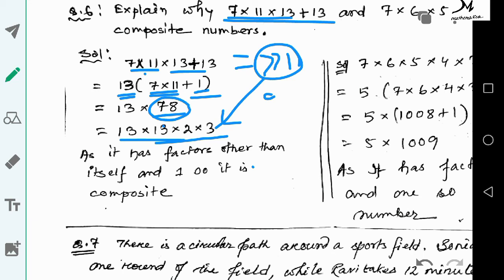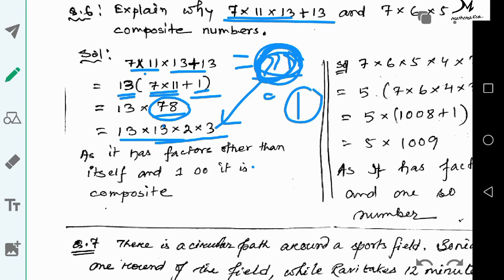Now you see, this number can be divided by itself and 1, and moreover it can be divided by these numbers which are obtained in its prime factorization. Here you see, this is its prime factorization, which means these are factors of this number. So they can divide that number other than 1 and itself. So that's why it must be a composite number.